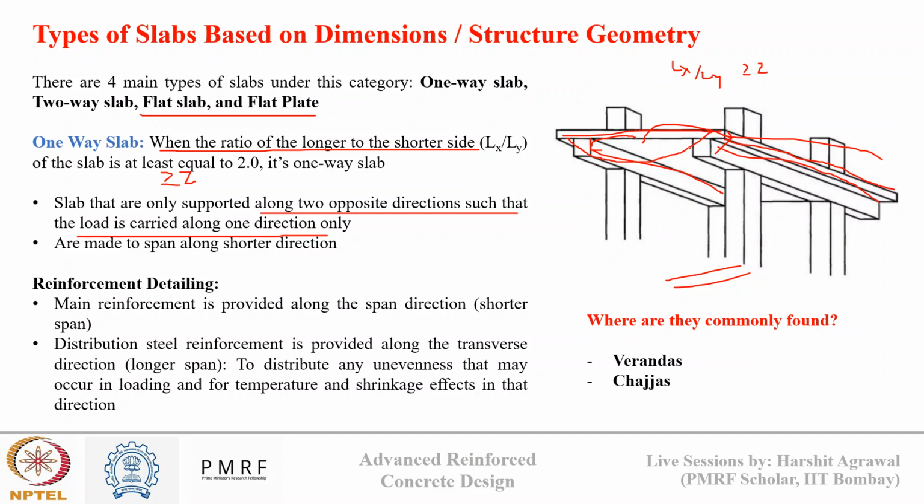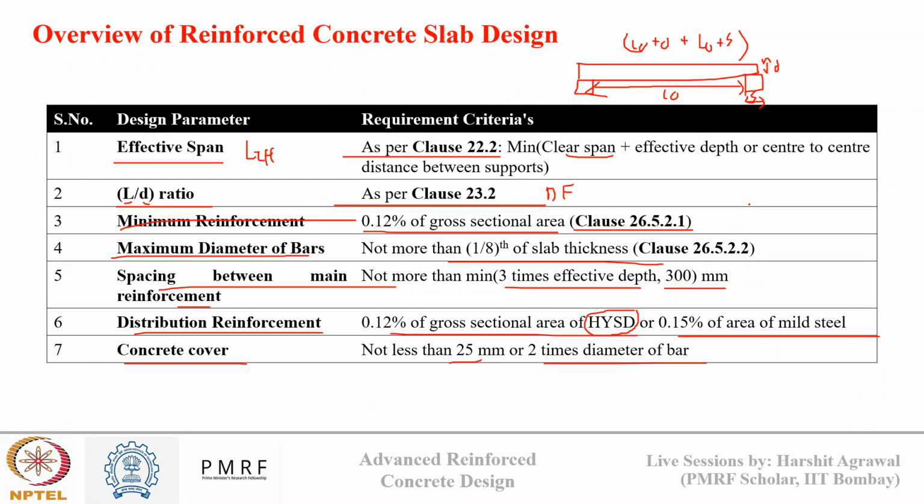Now, in terms of reinforcement detailing, in these slabs we provide main reinforcement along the span direction. So along this direction we will provide the main reinforcement, and we provide some distribution reinforcement along the longer direction, in the transverse direction. Why? To distribute any kind of unevenness that can occur due to loading, and for temperature and shrinkage effect also we need to provide some distribution steel reinforcement, and for that only we saw this limit that is mentioned in the IS code. So in a one-way slab, once we design the longitudinal reinforcement, this is how we provide the distribution reinforcement in the transverse direction.